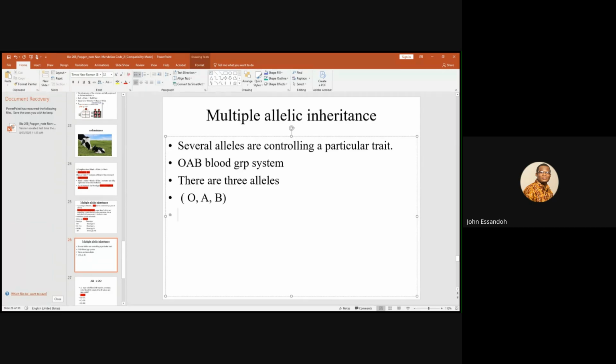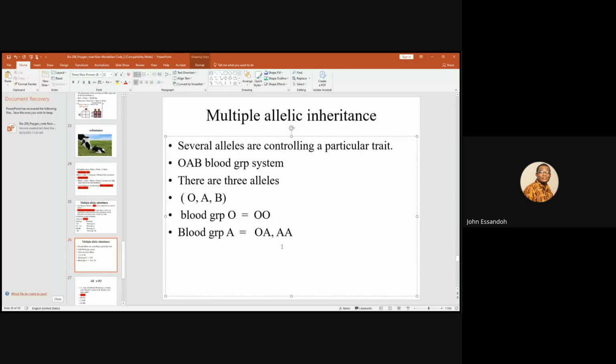So here, for instance, if I say blood group O, it means the person inherited O from the mother, O from the father. So what I pick from mom and dad are all O alleles, OO. And if we say blood group A, we could have OA, because A is dominant over O. And we could also have AA.